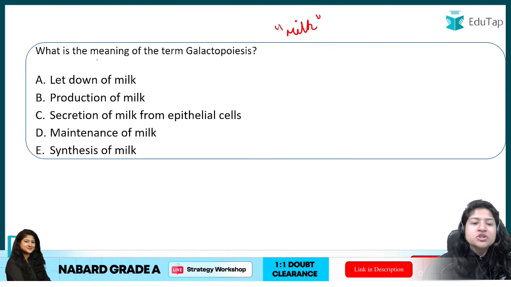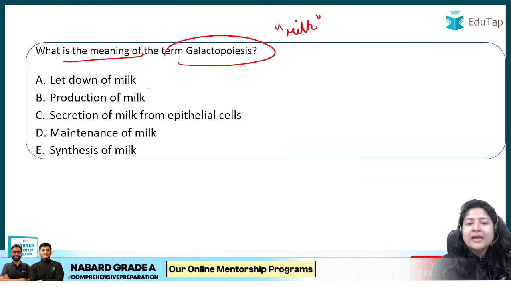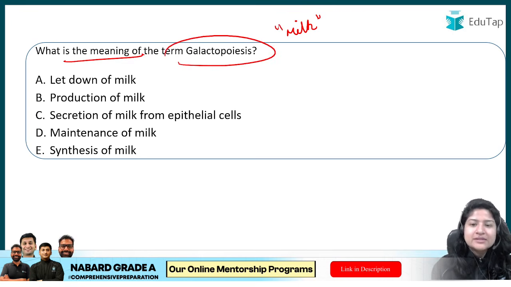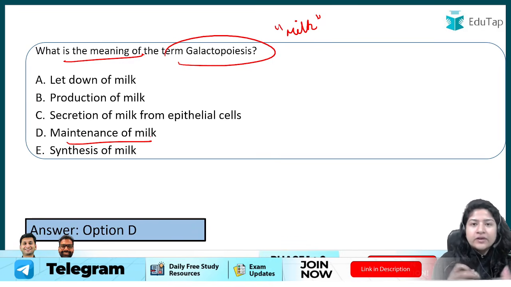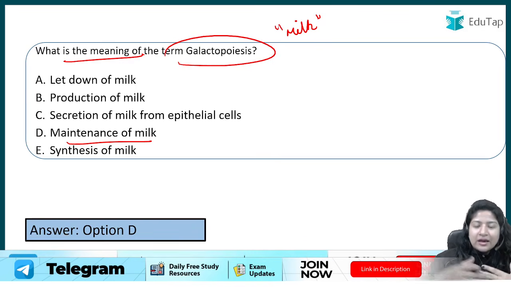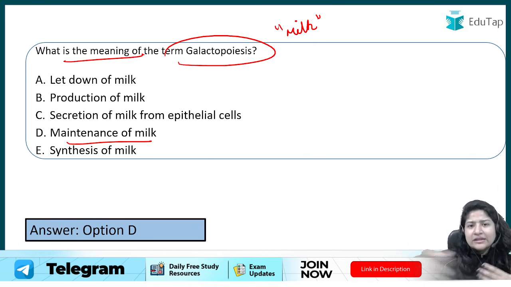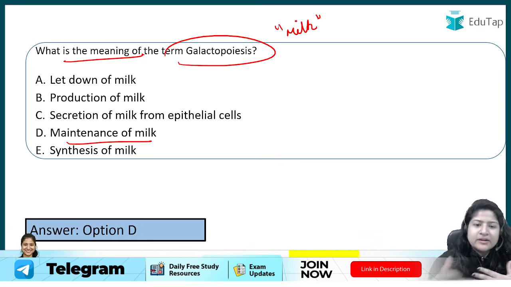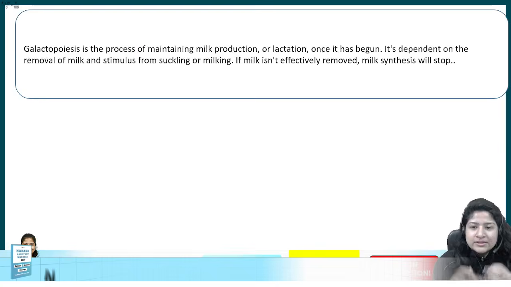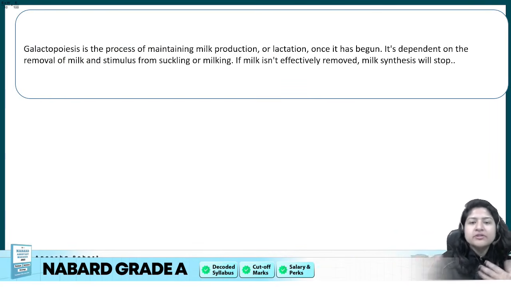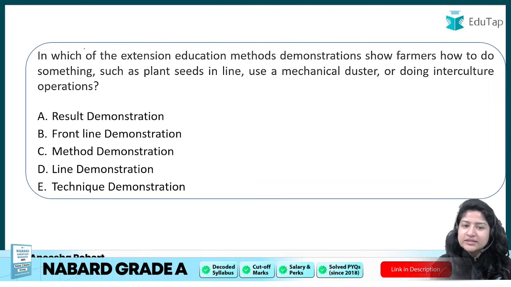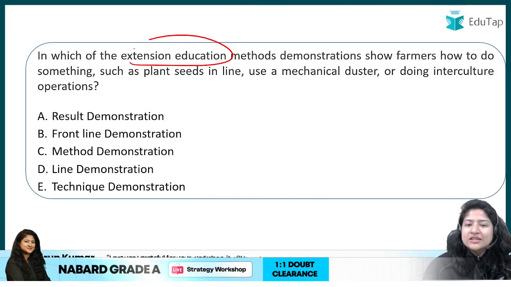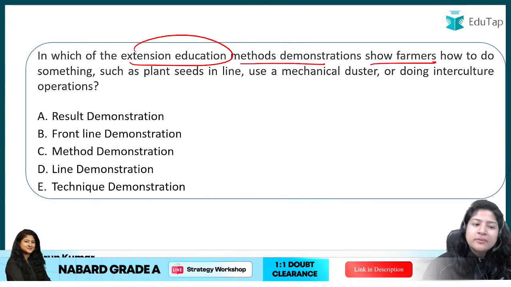Again a question from animal husbandry, from the milk topic. What is the meaning of the term galactopoiesis? This is a term related to milk. Once the cow starts giving milk, for some time till the lactation period it continues to give milk. Maintenance of milk, meaning once milking begins, for a certain duration it keeps on producing milk. That is known as galactopoiesis.